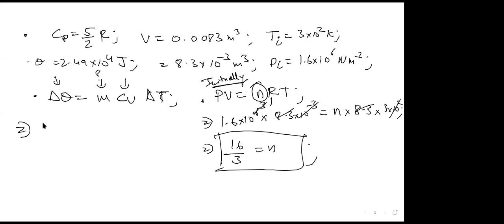So hence your ΔQ, which is 2.49 into 10⁴. If we consider molar specific heat rather than just specific heat, then we can change this m to n, right? Well, you can do that. 16/3 into the molar specific heat. You can consider this Cv, Cp to be molar specific heat at constant pressure, into ΔT. ΔT is something you need to calculate.